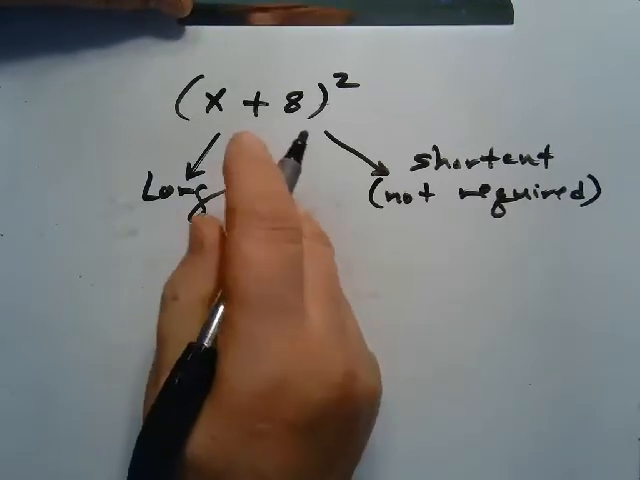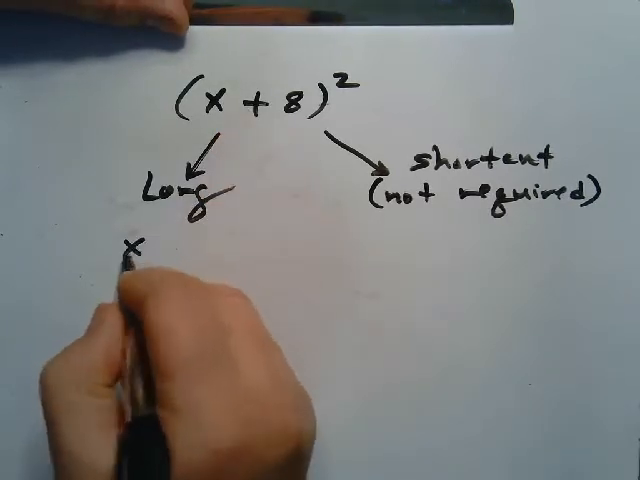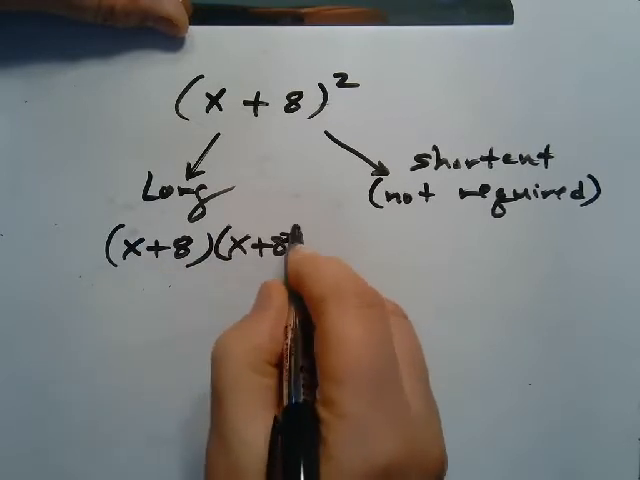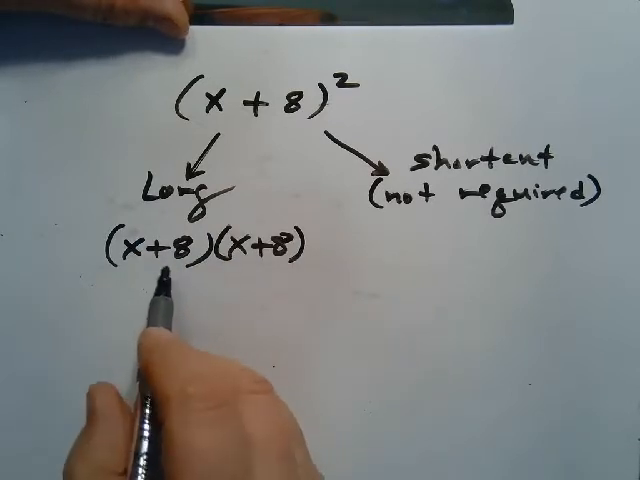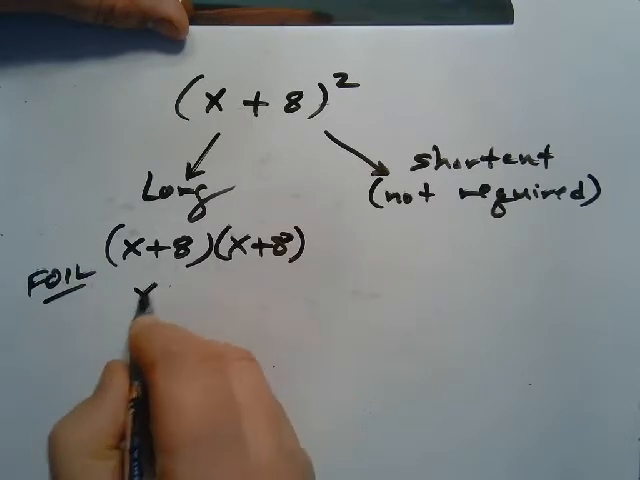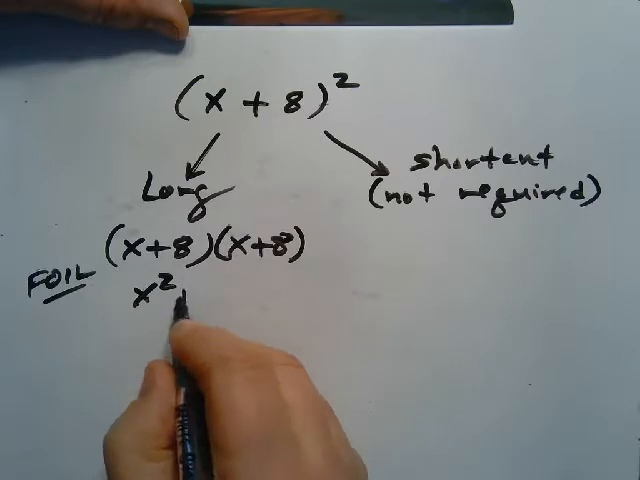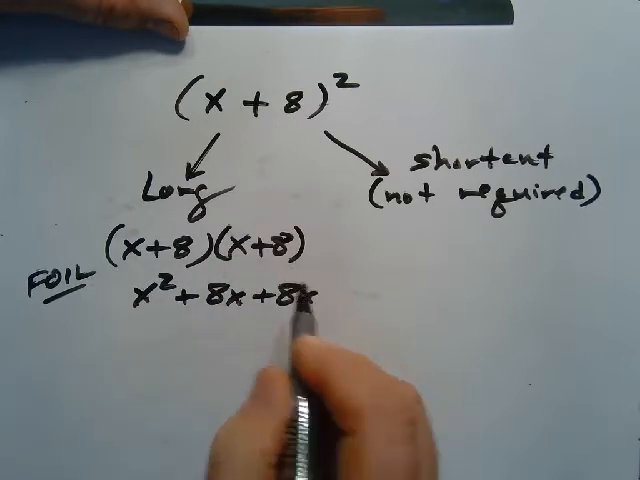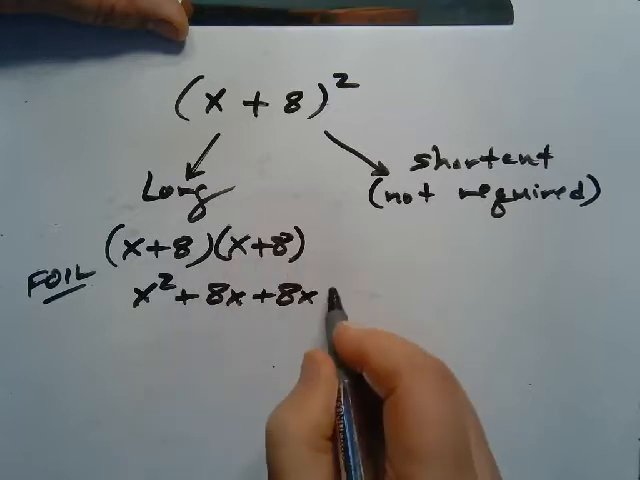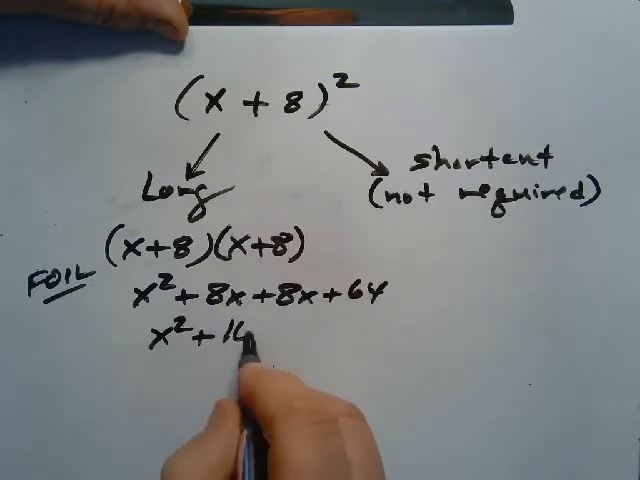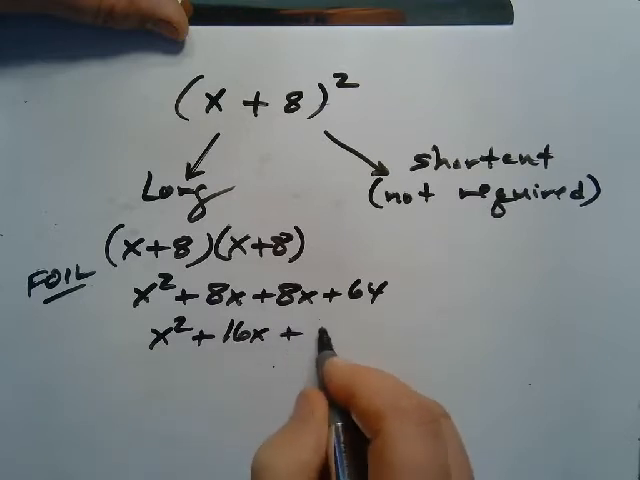But the long way to do it, we're going to rewrite this as x plus 8 times itself, x plus 8. All right, FOILing. We're going to FOIL. F-O-I-L. Here we go. x times x is x squared. 8x is outer. Inner is another 8x. And last would be 64. So I have x squared plus 16x plus 64.